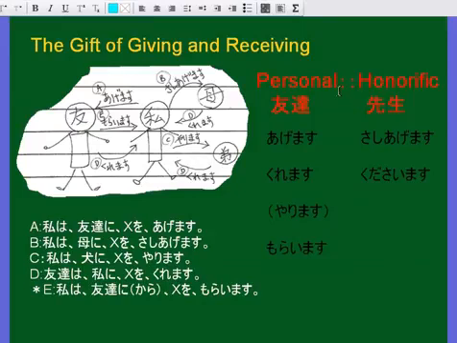So we have to deal with personal and honorific. So if you are giving something to someone, watashi is the subject, and you're giving it to tomodachi, you're going to say agemasu. But if you're giving it to someone above you, which you would have to use an honorific, in this case sensei or haha, you would say sashiagemasu. Right?